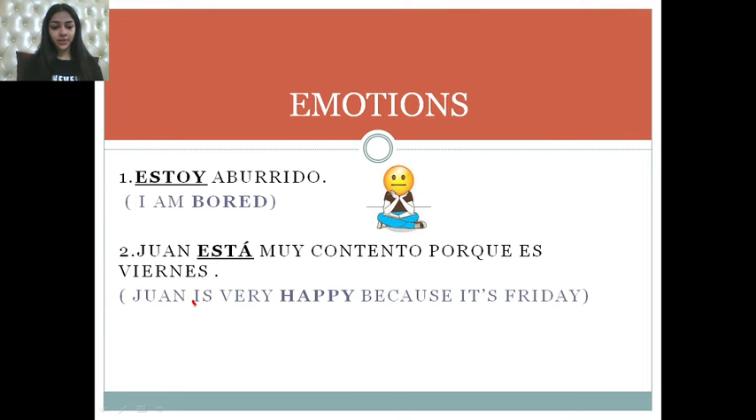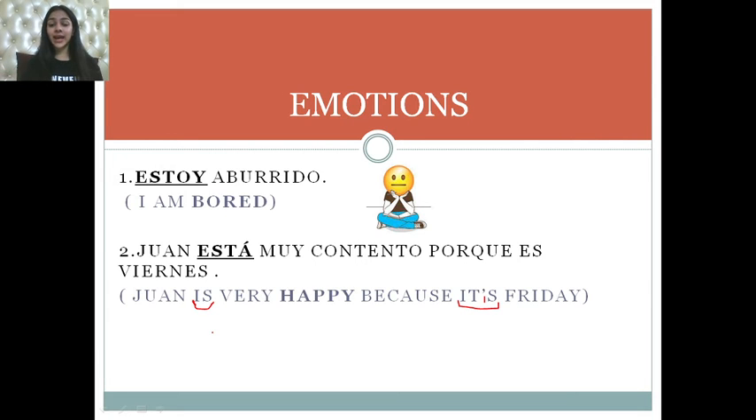In the beginning, if you see the English sentence, we have two "is", right? First one: Juan is very happy. Second part of the sentence: because it is Friday, right? It is Friday. So, for the first "is", because you're talking about the emotion of Juan, we are using the verb estar for "is". Juan está muy contento, is very happy. It's an emotion. Next part of the sentence is porque es viernes.